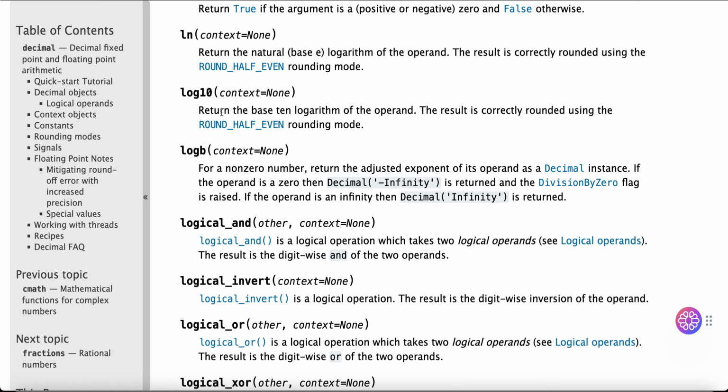log10, context is equal to none. Return the base 10 logarithm of the operand. The result is correctly rounded using the round half even rounding mode.